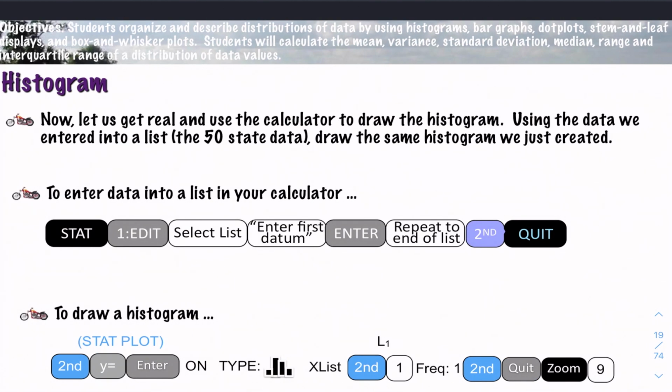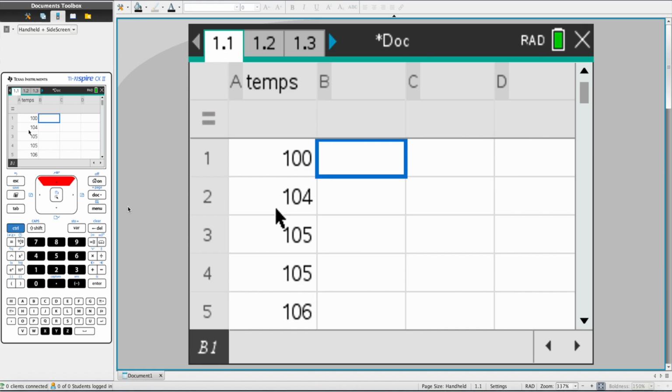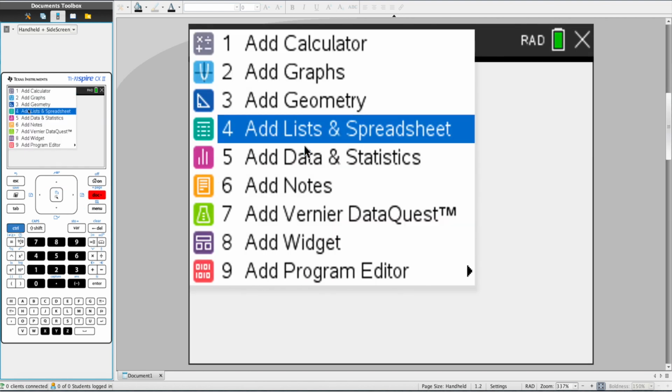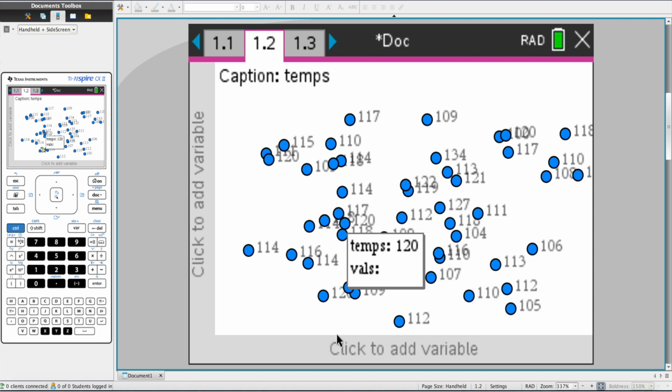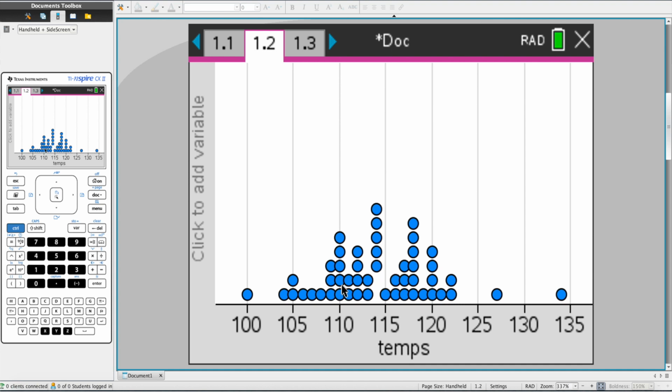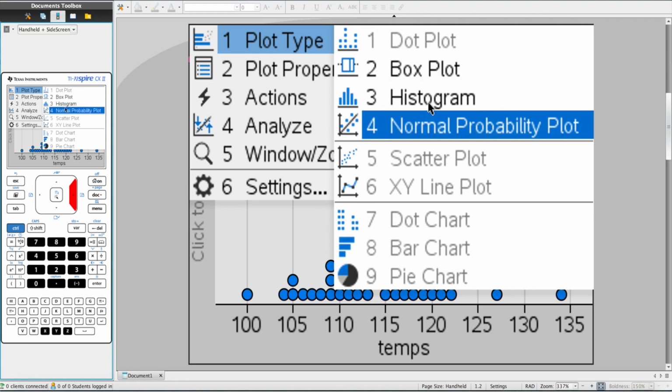Now, if we want to get real here and use the calculator to draw the histogram, we are using data entered from our list. So we've entered the data, and now if you want to follow along for your TI Nspire, follow what's on the screen and in your notes. On your TI Nspire, we are going to hit Control Doc, and we are going to add Data and Statistics. We're going to click Temps, and now we see this is a dot plot, and we are going to hit Menu, Plot Type, Histogram.